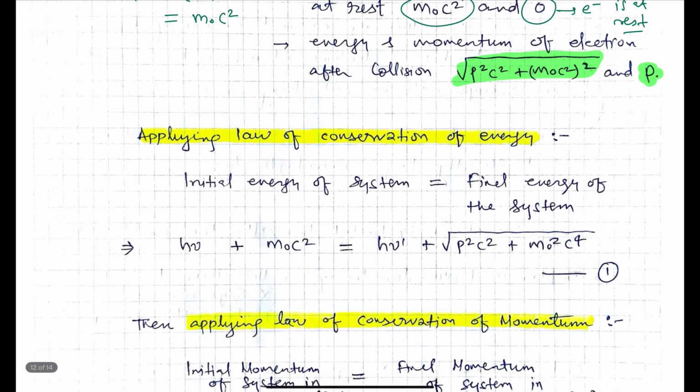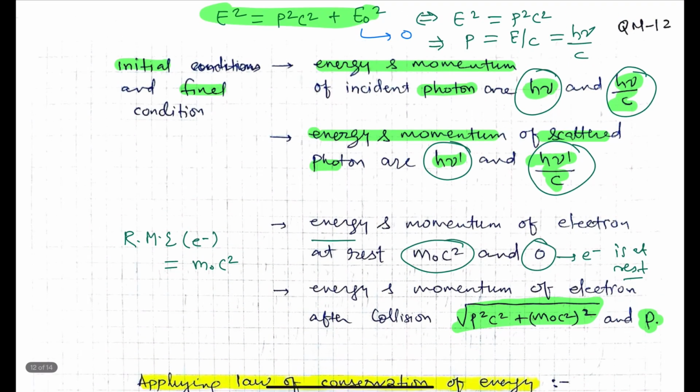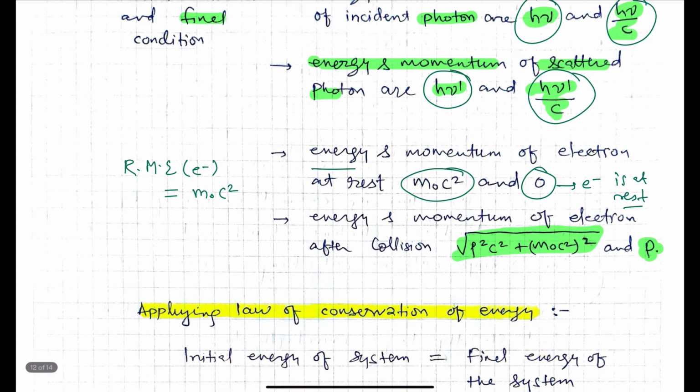So now we are going to apply conservation of energy. The initial energy of the system is equal to the final energy of the system. The energy is h nu plus m0 c square. Here h nu is for the photon and m0 c square is for the electron. Now the energy of the photon is h nu prime, and this is the energy for the electron, which we have described in this particular setup here.